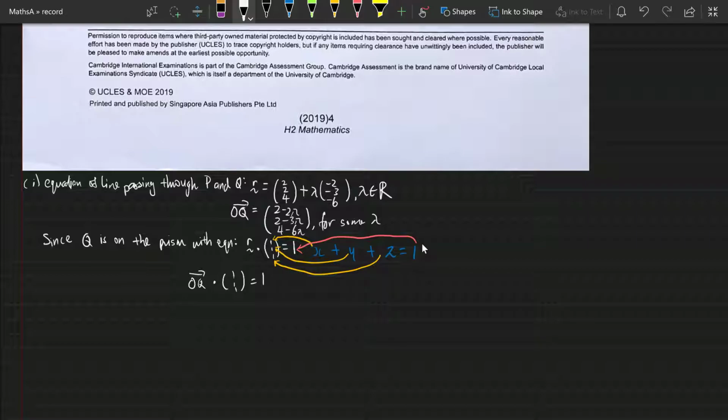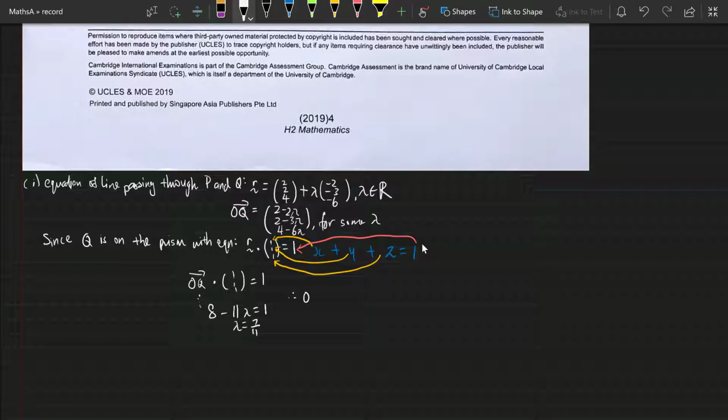So I'm going to put in this. So OQ, you can do the substitution on your own: 2 minus 2 lambda, and so on, 4 minus 6 lambda, dot 1, 1, 1 equals 1. By now, basic arithmetic, you shouldn't have a problem, so I'm going to skip some steps here. Finally, you end up with 8 minus 11 lambda equals 1, and then lambda is 7 over 11.